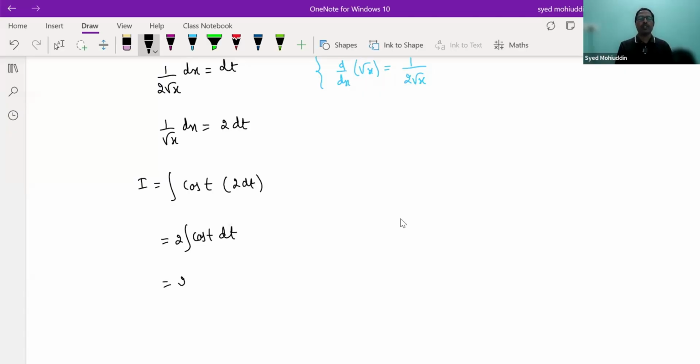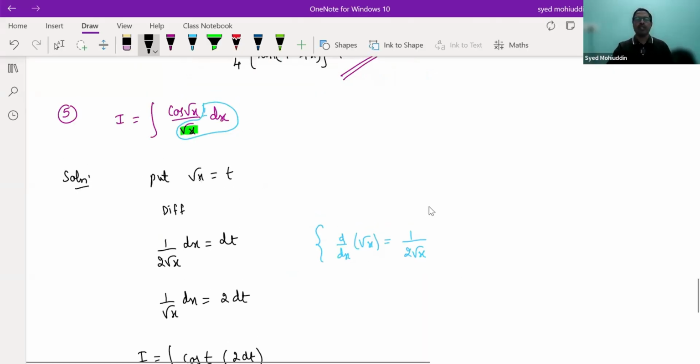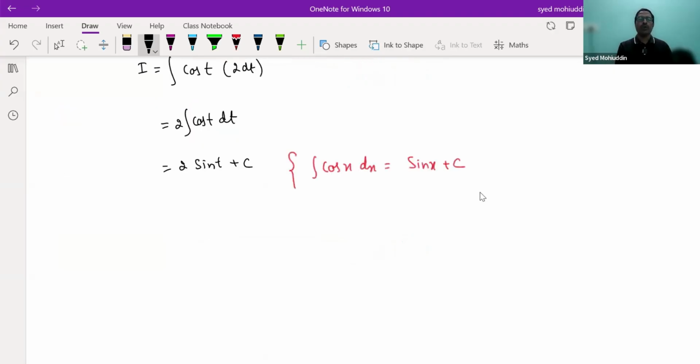2 as it is. We know the integral of cos of x into dx is nothing but sine of x plus the constant of integration c. Therefore, we'll be getting sine of t here in this case plus the constant c. But what is the value of t that we have taken? t is root x. Therefore, we'll be getting 2 times sine of root x plus the constant of integration c. So that will be the required solution.